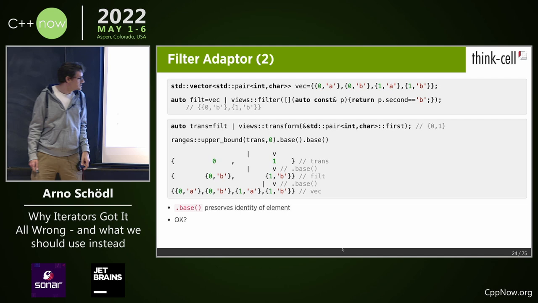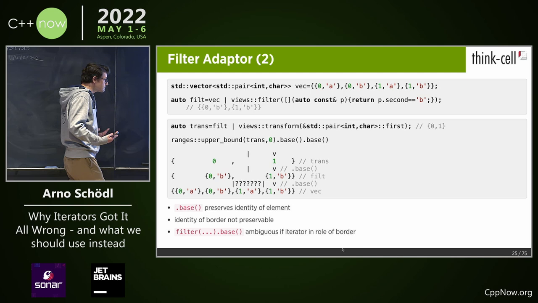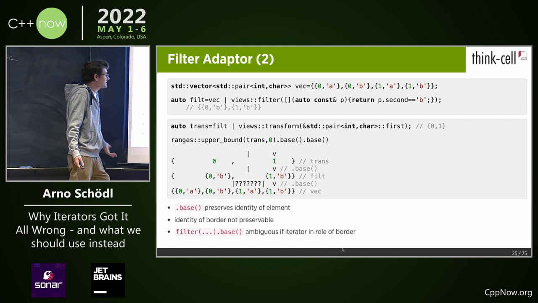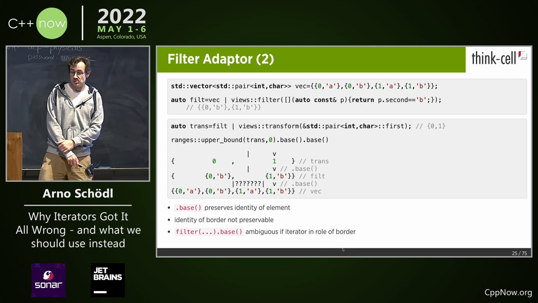So we don't really know what's going to be the right return here, if this is in the role of a border, right? Should be here, should be there. It's not clear, because it's never been specified. We're talking about a border of two elements here. So it's ambiguous what base should return. But still, it lets you return it. It lets you call it.